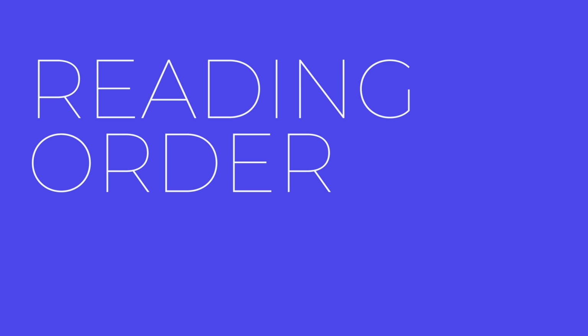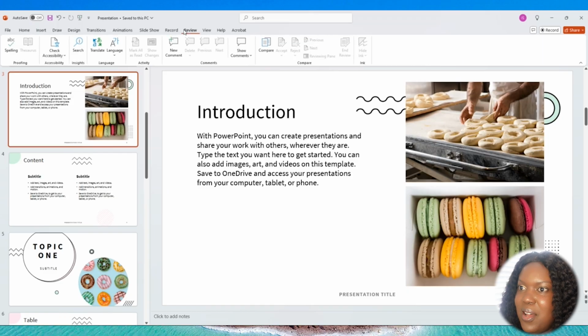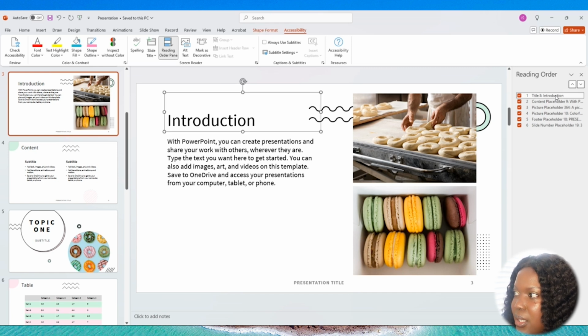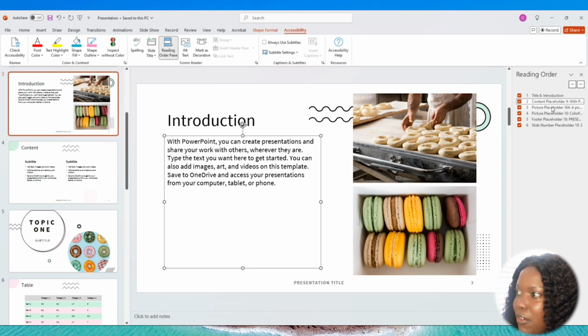Now, the next item is to ensure readability and navigation. You want to go into your PowerPoint presentation and then you want to select review. From here, you will see the check for accessibility option, and then you want to just go down to reading order pane. From here, what you will see is the reading order for your specific PowerPoint slide. So in this specific slide, the reading order will be the introduction, the content, the first image, the second image, the footer, and then the slide number.